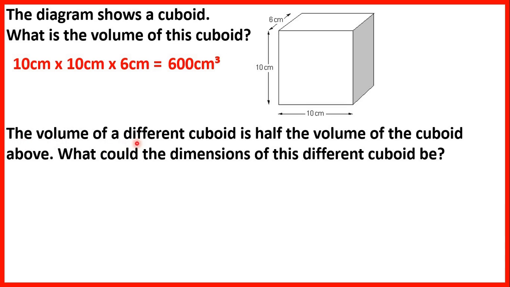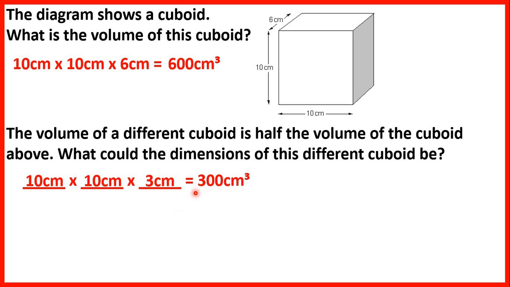Now, the volume of a different cuboid is half the volume of the cuboid above. What could the dimensions of this different cuboid be? So we know that the volume of this cuboid is 600, so half the volume will be 300. So we can think what times what times what is 300. Well, we could have 10 times 10 times 3, because 10 times 10 is 100, times 3 is 300.